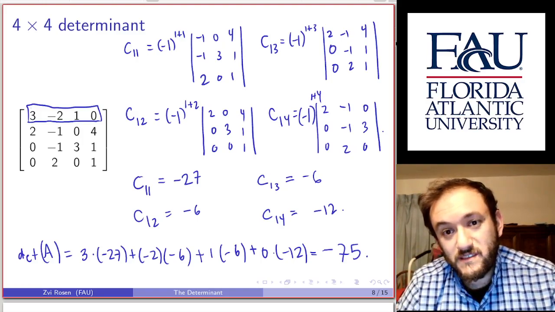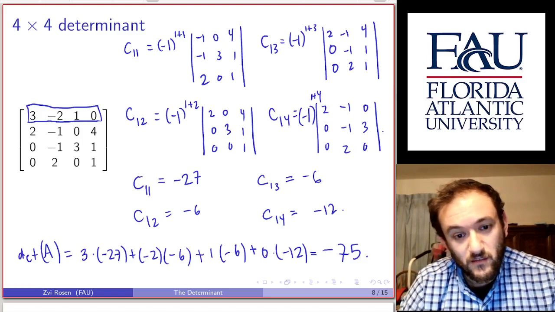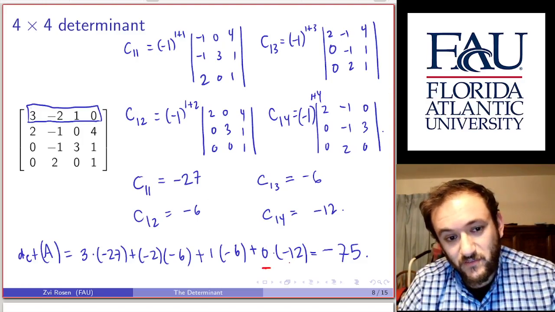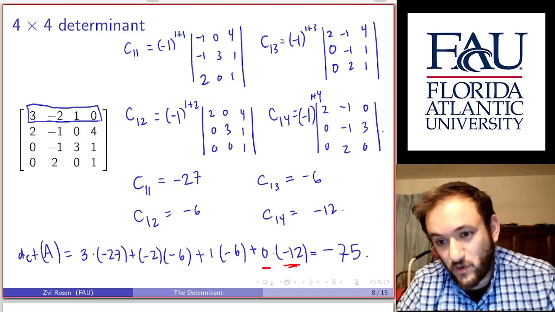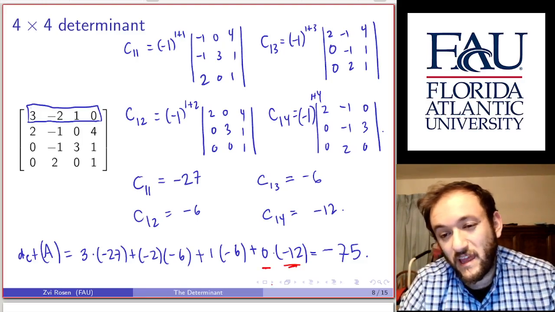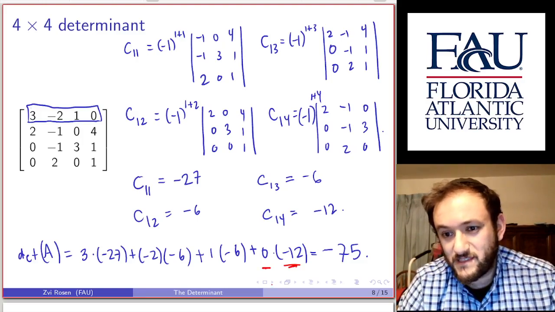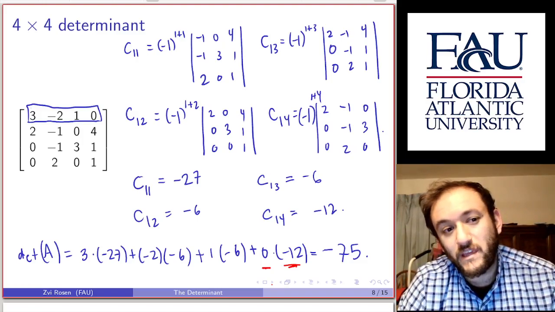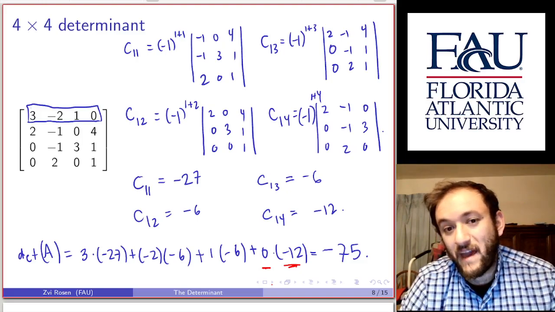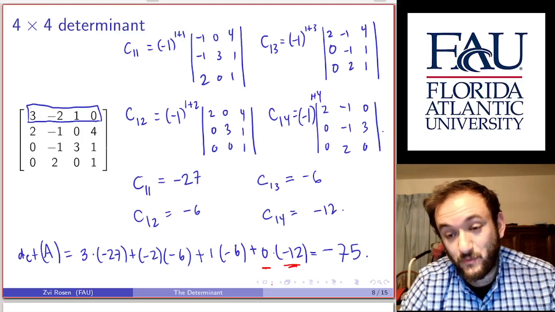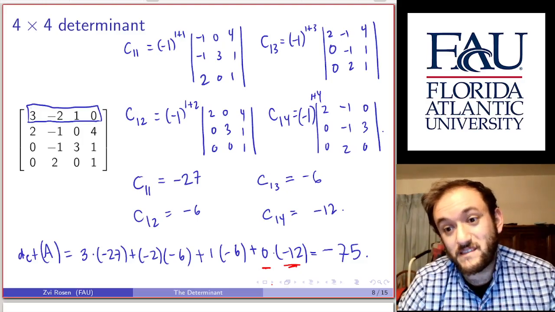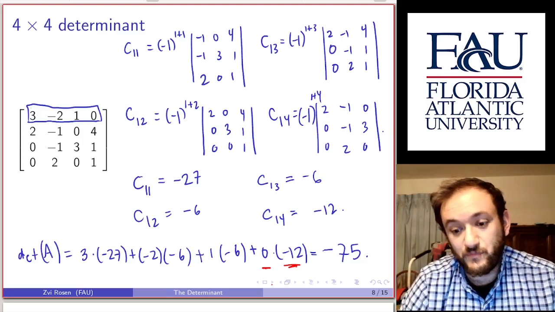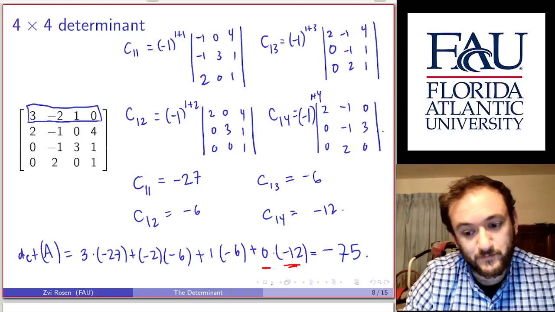But we notice something here. We didn't really even need to compute this minus 12 because it was just going to end up getting multiplied by a 0. So it occurs to us that we can choose our row or column so as to maximize the zeros we run into and minimize the number of computations we have to do. So let's see an example of doing that.